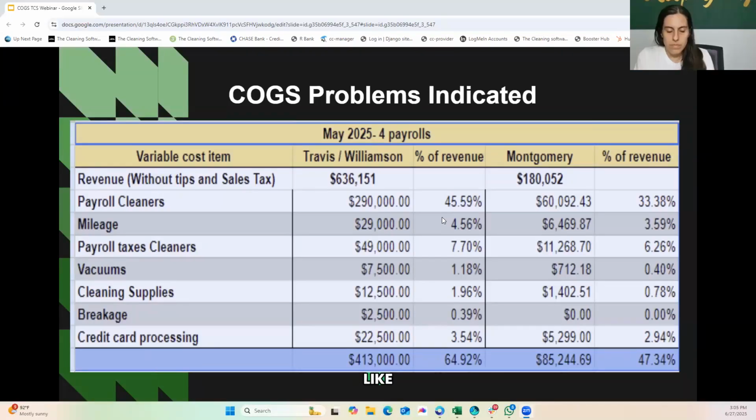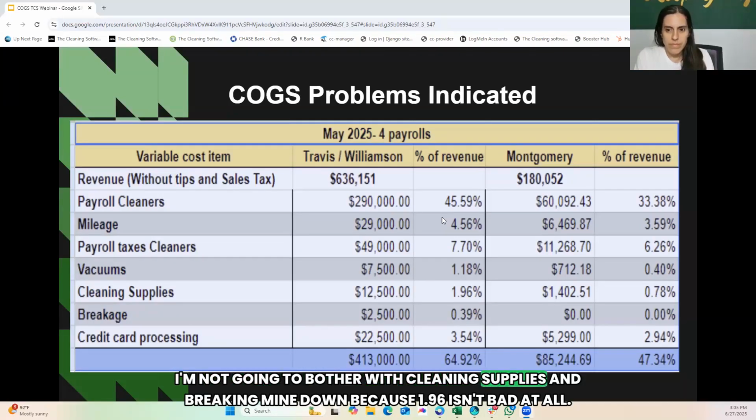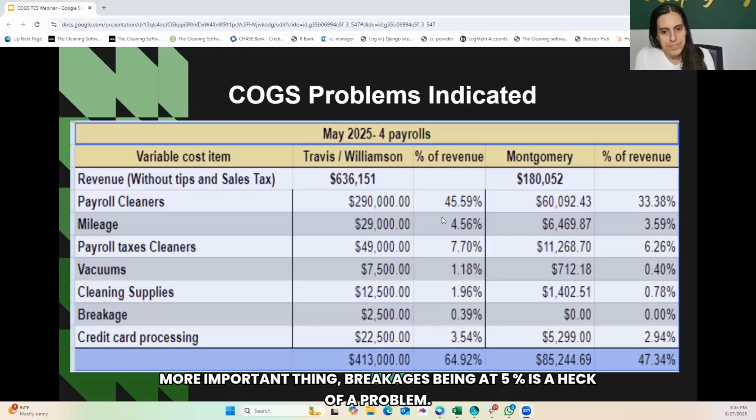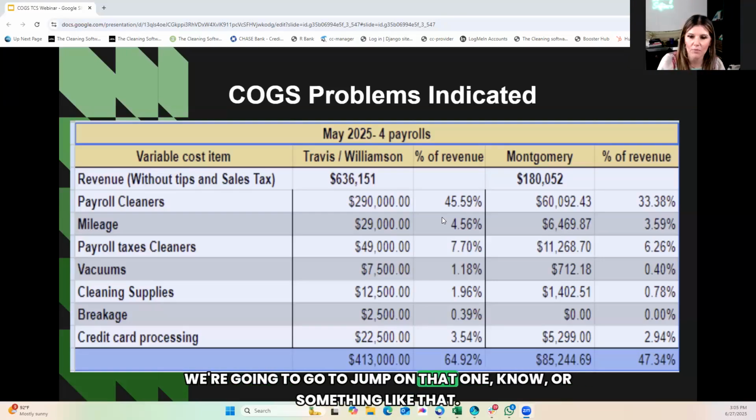So when you break them down, find the one that has the biggest area and solve that problem. Like, I'm not going to bother with cleaning supplies and breaking mine down because 1.96 isn't bad at all. That's not really a problem. Right. Moving on. More important things. Yep. Breakages being at 5% is a heck of a problem. We're going to jump on that one, or something like that.